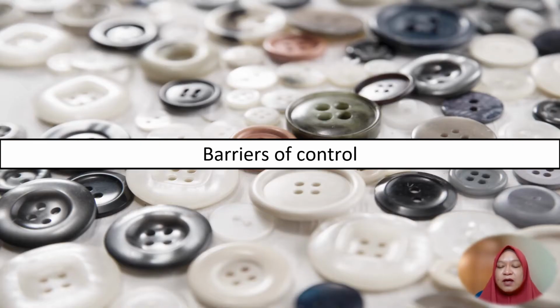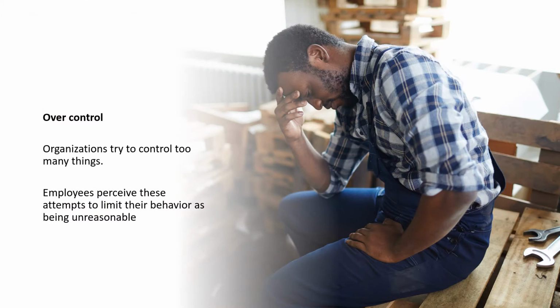So of course there are barriers to control. So what are the barriers? Over control. Sometimes you control too much. Organizations try to control too many things. You want to control everything, which sometimes employees perceive these attempts to limit their behavior as being unreasonable.